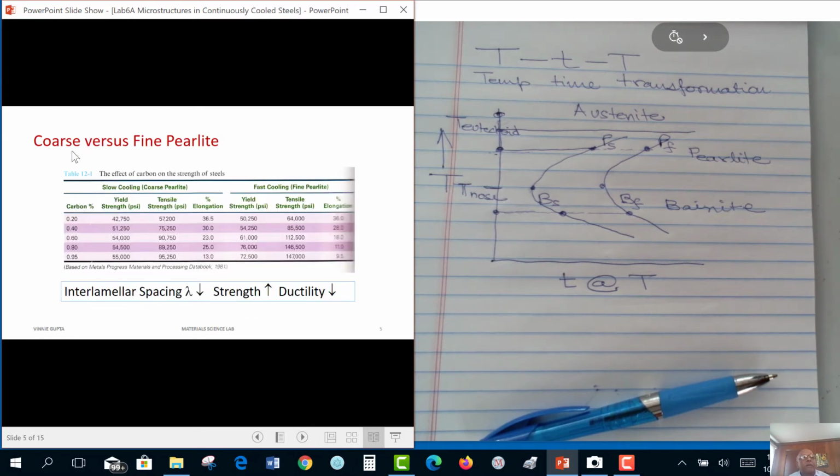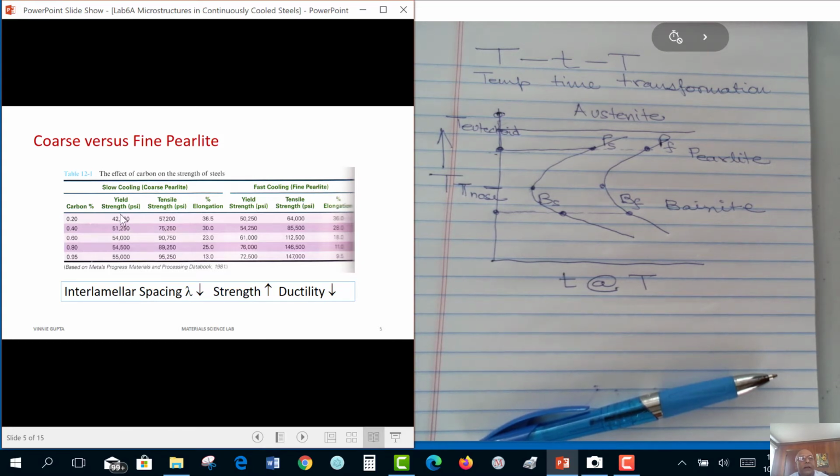Here is a comparison of mechanical properties. So here we do slow cooling. We'll talk about continuous cooling, but we are just looking at properties of coarse perlite. Here, fast cooling, or think of it as low temperature isothermal transformation, fine perlite.